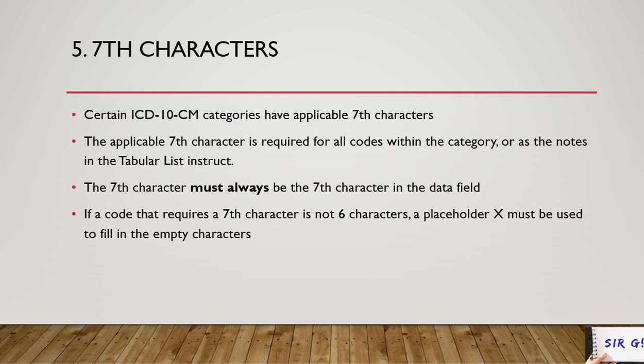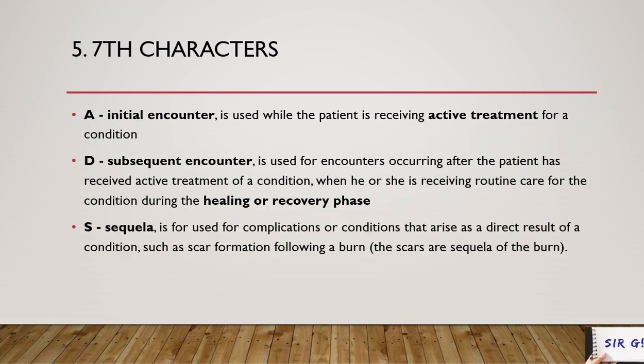Okay, so since we're discussing 7th characters, they are required for all codes within the category as the notes in the tabular list instruct. So the 7th character I mentioned should always be on the 7th character data field. Now, if you only have 4 or 5 characters available and you need to report a 7th character, you always need to put in your placeholder X. So some common examples, you have your A, D, and S. These are common examples of your 7th characters.